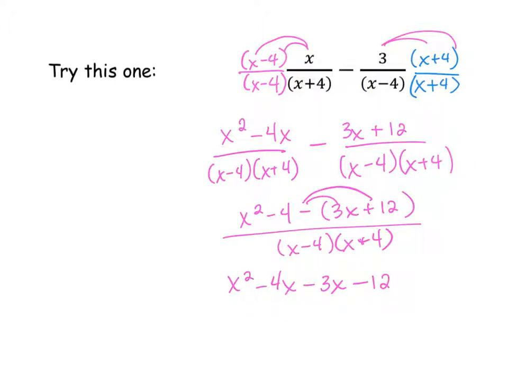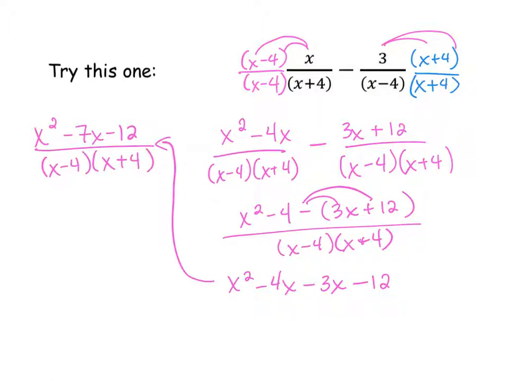So rather than write the bottom again, I'm going to bring this up here. So combining my like terms, I have x squared minus 7x minus 12. And on the bottom, I have x minus 4 times x plus 4. So then my factors of 12, I'm factoring the top right now, 1 and 12, 2 and 6, 3 and 4. One of them is going to be negative.